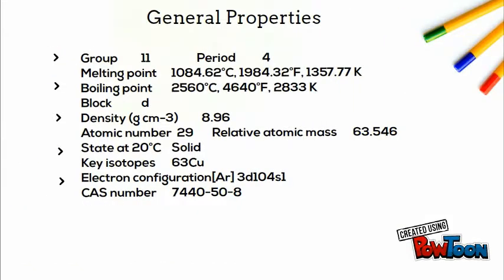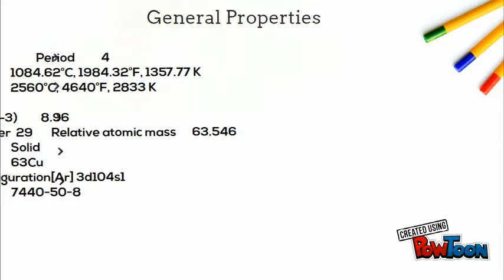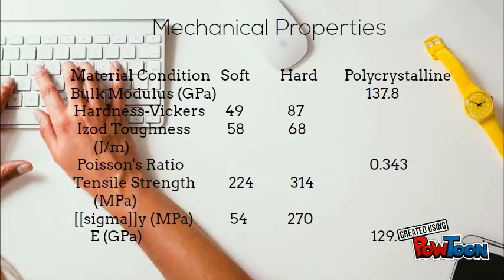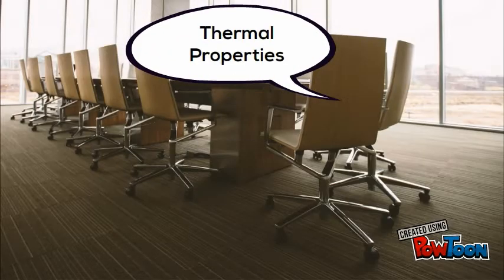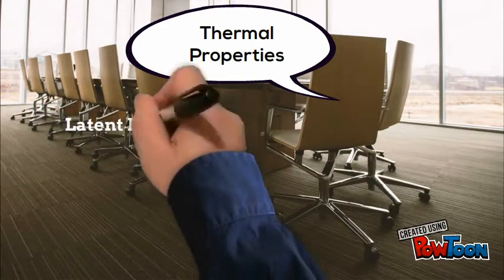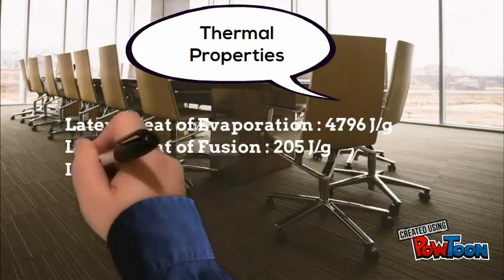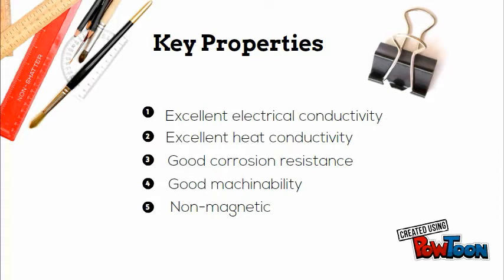General properties: Group 11, Period 4, Block D. Melting point. Boiling point. Density. Mechanical properties, material condition. Bulk modulus, hardness Vickers, Izod toughness. Thermal properties: latent heat of evaporation, latent heat of fusion, linear expansion coefficient. These are the key properties for copper.